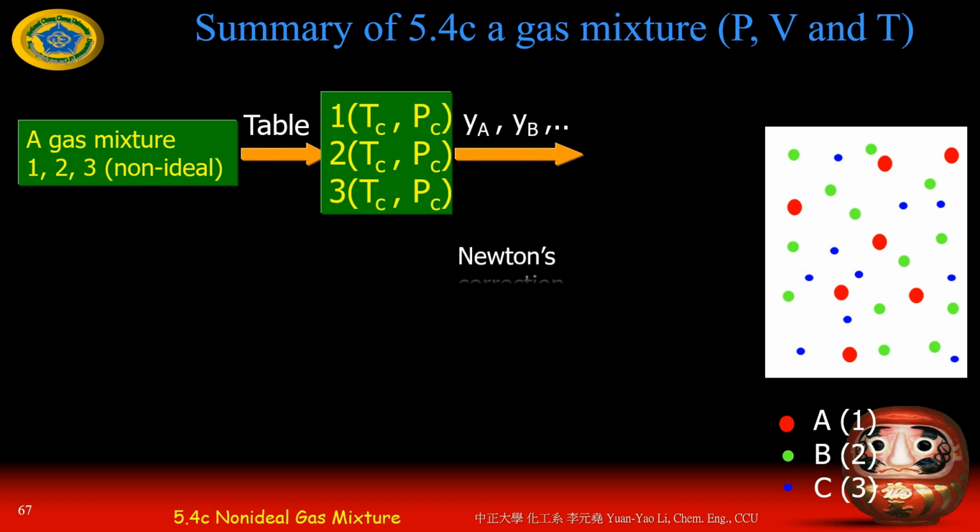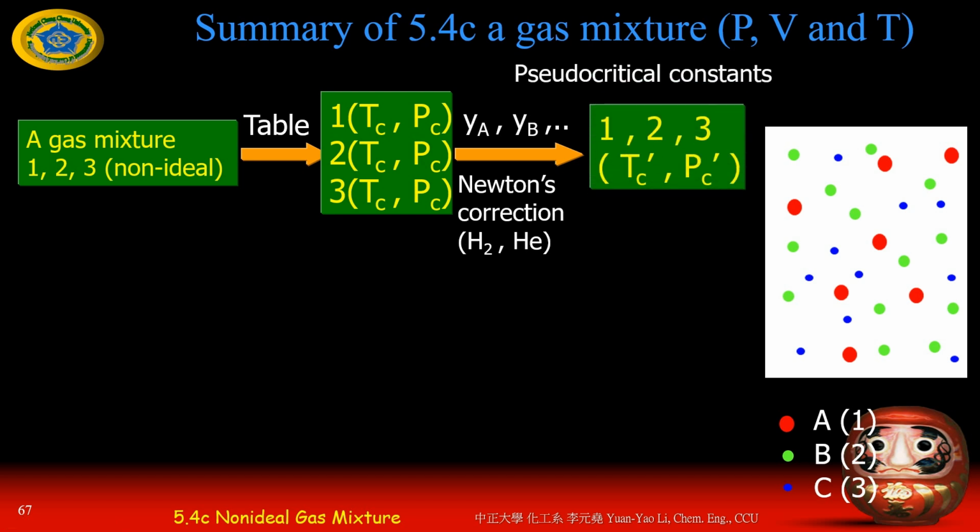Okay? Once you find out the critical temperature and critical pressure for species A, B, C, next you need to know the fraction: fraction A, fraction B, and fraction C in the system. And after that, if these three species contain small molecules like hydrogen or helium, you need to use Newton's correction to adjust the pressure and temperature into the critical temperature and critical pressure.